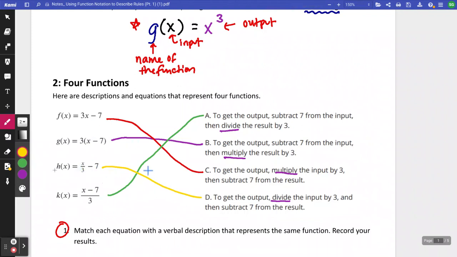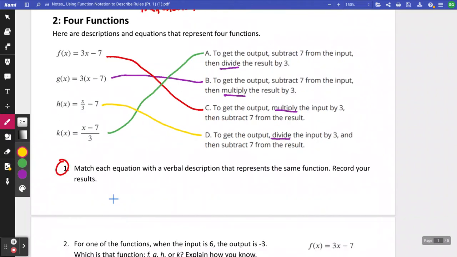So that is how our 4 functions match up with the descriptions. Now, we don't use these descriptions a lot of the time, but we do definitely need to know what these 4 functions are describing, especially because our end goal here is we want to be able to write things like this ourselves. The next set of questions are still about these 4 functions, but have a little more to do with how we find inputs and outputs for them.